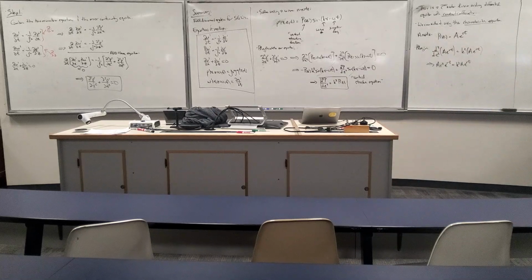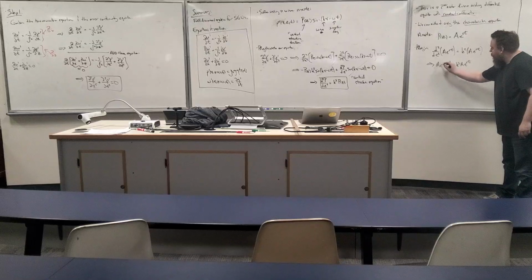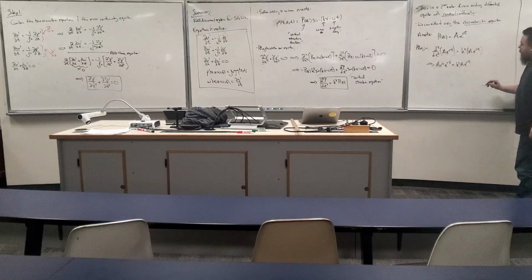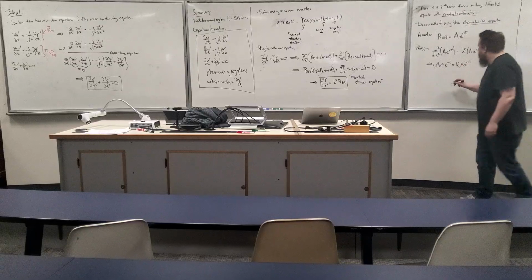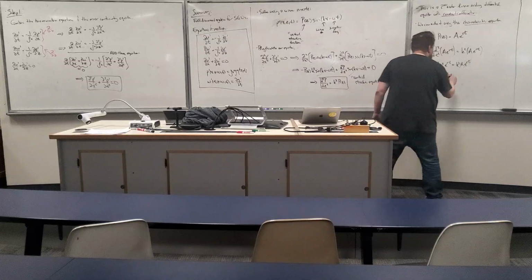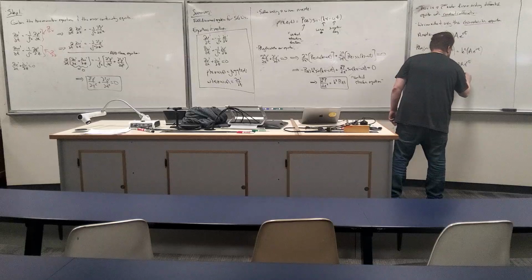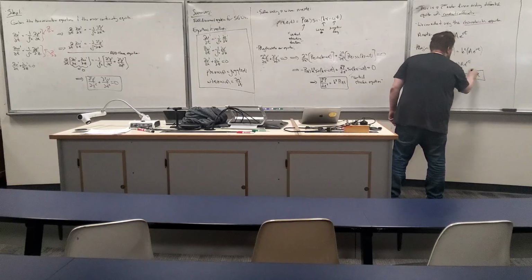And whenever you have an ansatz, it's always nice if something cancels at the end. If nothing cancels, your ansatz usually wasn't good. But in this case, we have the A's on both sides, so we can cancel those A's. And we also have e to the rz on both sides, so we can cancel those. And so we just end up with r squared equals k squared, or taking the square root, r equals plus or minus k.